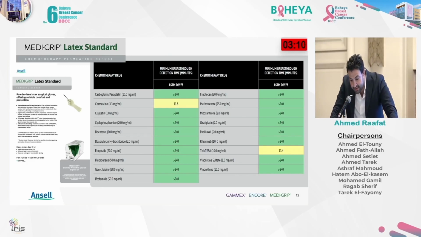The Medigrip latex standard, this is the table for the chemotherapy drugs that have a permeation rate according to the time and according to the concentrations that can break through the glove over time. It's an antiviral and antibacterial glove, safe for your hands, and has low allergy compared to other latex surgical gloves. And all the gloves here are available at our official distributor in Egypt, BM Egypt.